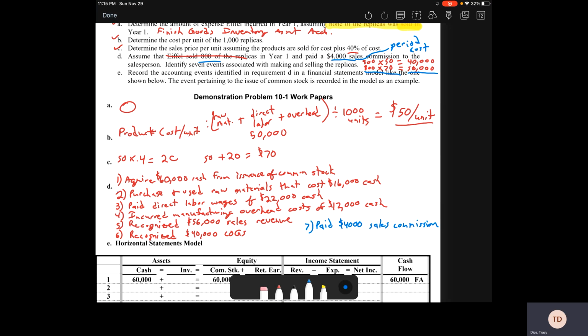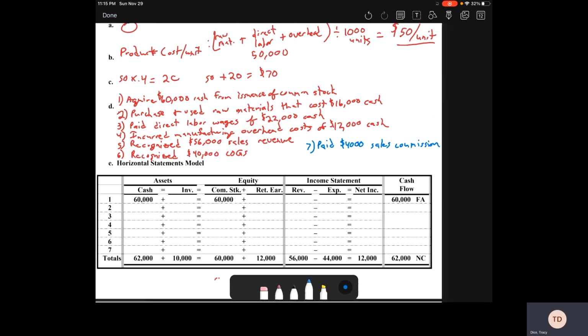Now, something to recognize when we're looking through this. When we look at the words recognized and incurred, like we recognized our cost of goods sold, we didn't actually incur those costs at that time, but that's when they're recognized, even though we may not have incurred that at that exact moment. So keep those types of things in mind. So let's go through this.